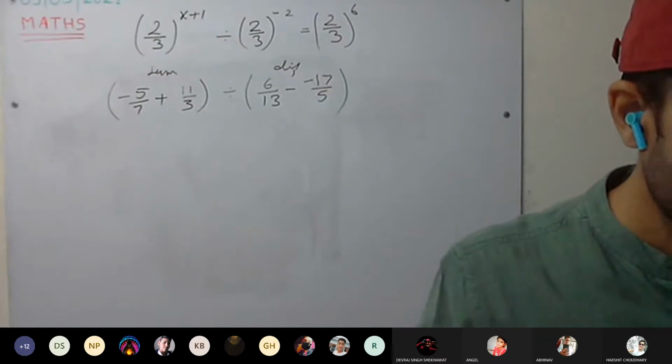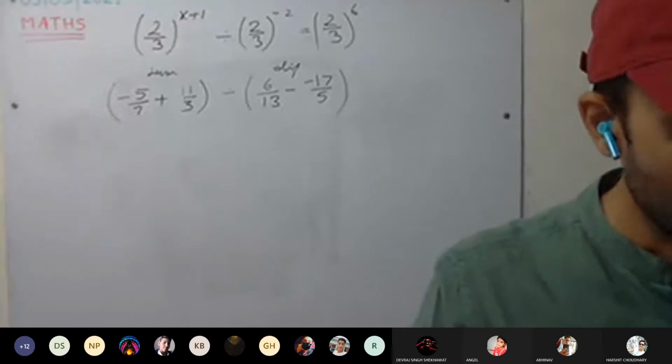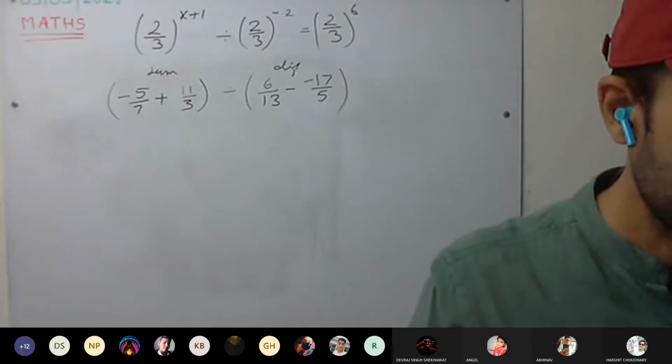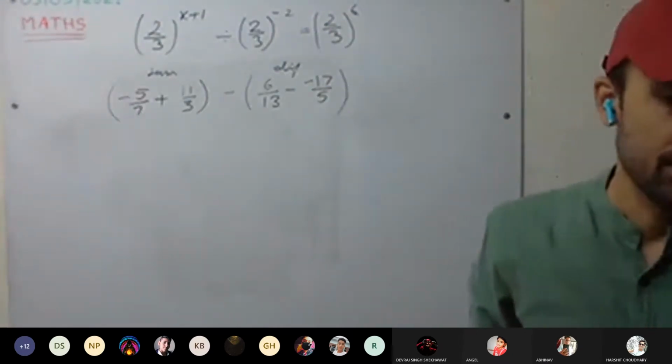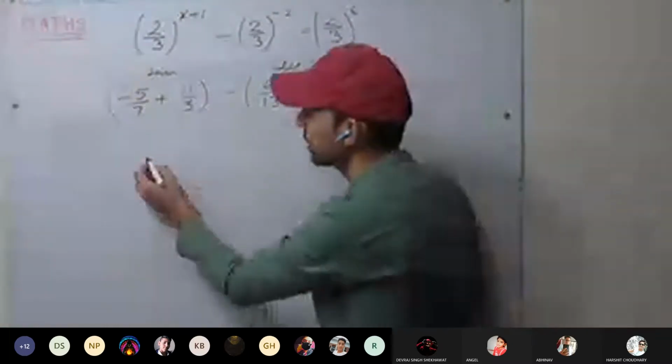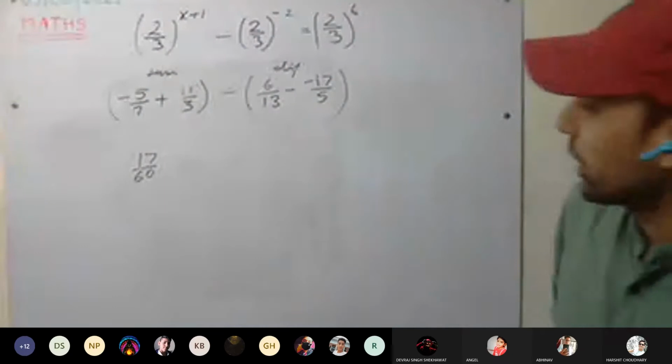Second one. Product of two rational numbers is 17 upon 65. One of them is given, find the other. Second one, can you do as homework? Product of two rational numbers. Take one rational number as x. It means 17 upon 65 is given.